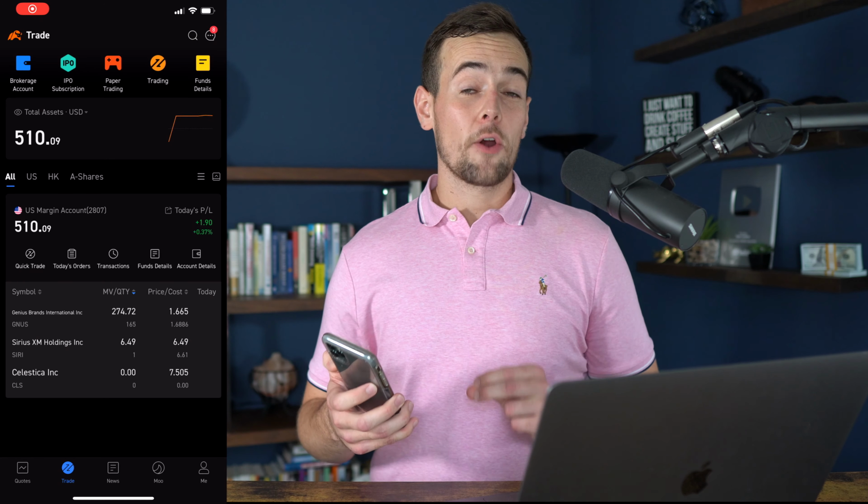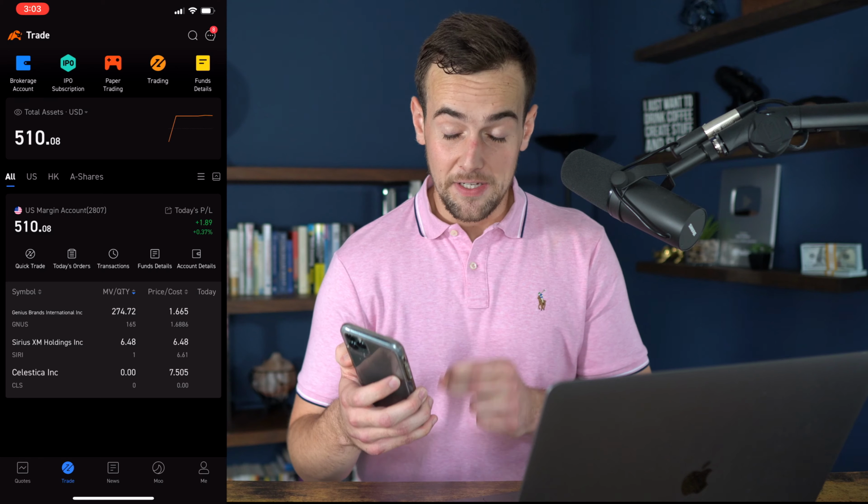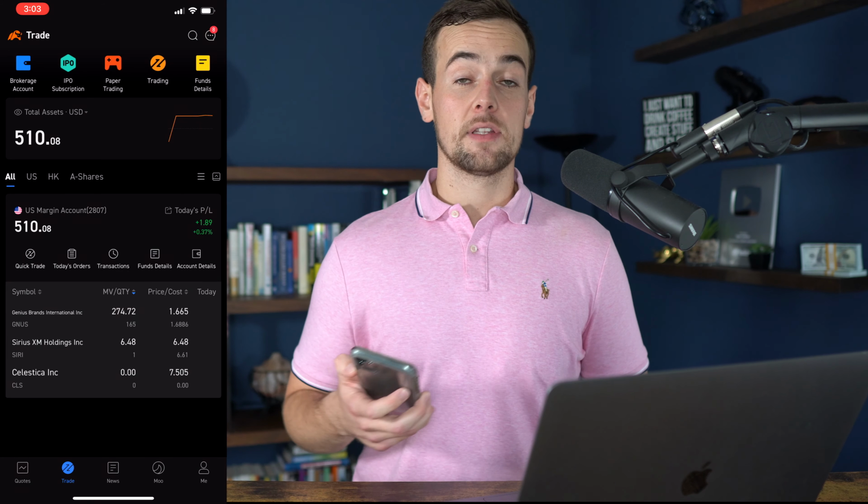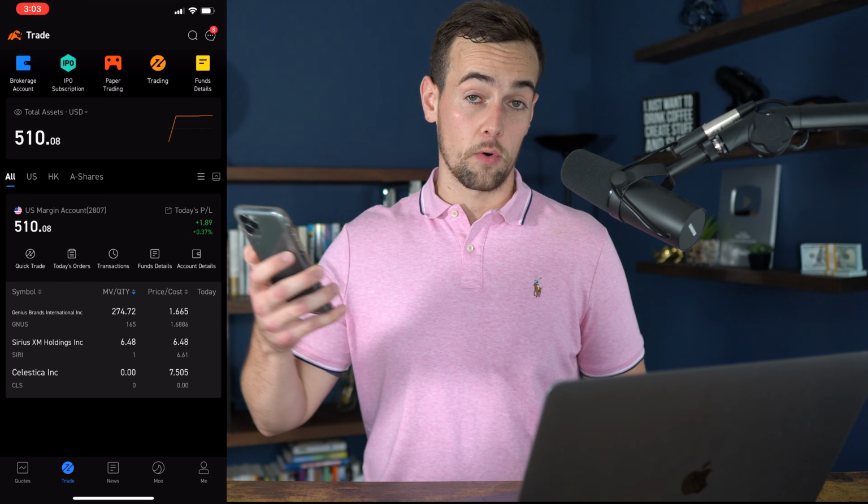Okay guys, so here we are inside of the Moomoo app now, and what we're going to be doing is interpreting some financial documents of one of the companies within my portfolio.